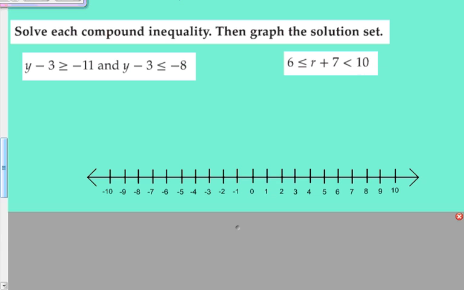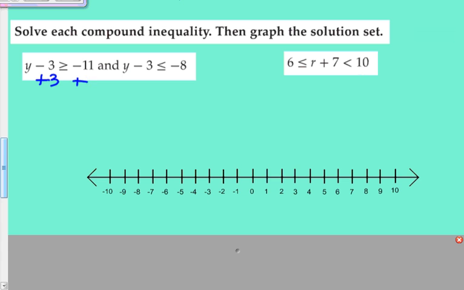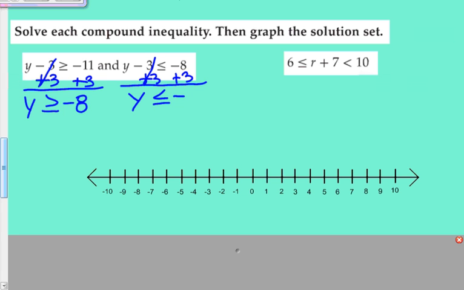Let's go to our next section, next set of type of problems you're going to see. You're going to have to solve the compound inequalities. So that means you're going to have two answers. They're either going to be unions or they're going to be intersections. Now this says and, so obviously an and is an intersection. Solve each one first by themselves. So it'd be +3 +3. 3's cancel. You'll have y is greater than or equal to -8. And then solve this one, +3 +3. You'll have y is less than or equal to -5.